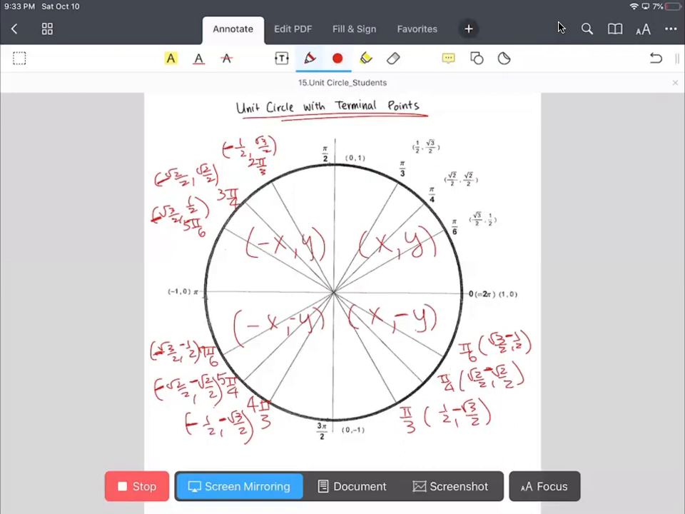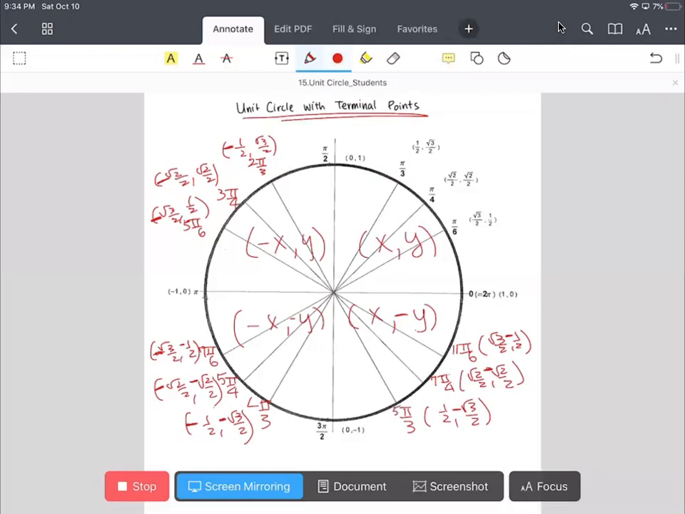For the fourth quadrant, it's not fully double, but less than that, right? So if you look at 6, it's not 12 pi over 6. It's 12 pi over 6 minus pi over 6. So I'm going to double the denominator and subtract 1. 6 times 2 is 12 minus 1 gives me 11. And 4 times 2 is 8 minus 1 is 7. 3 times 2 is 6 minus 1 is 5.